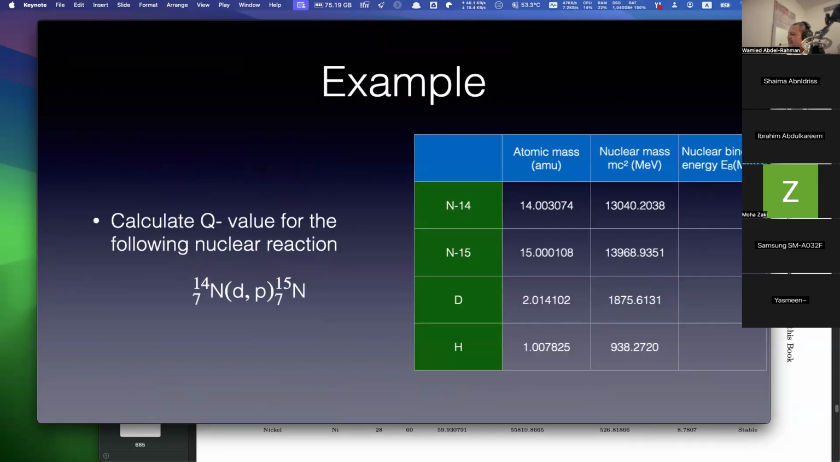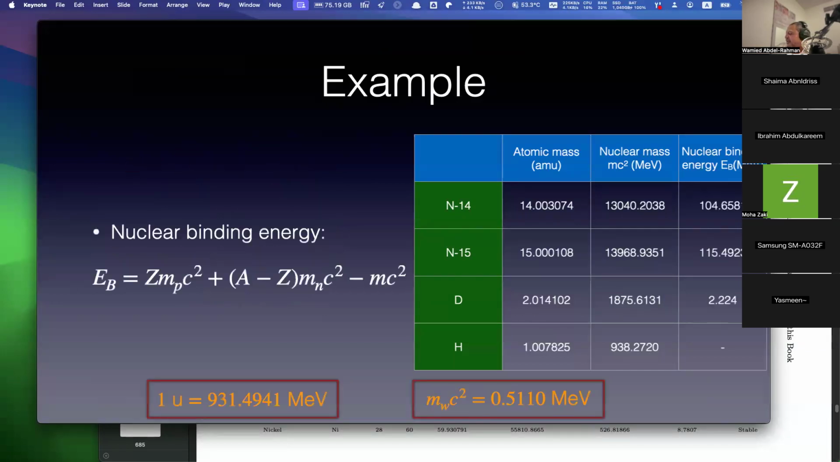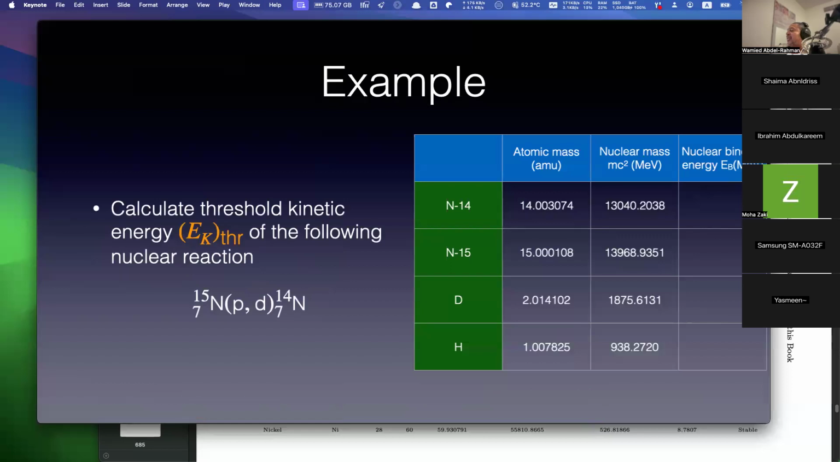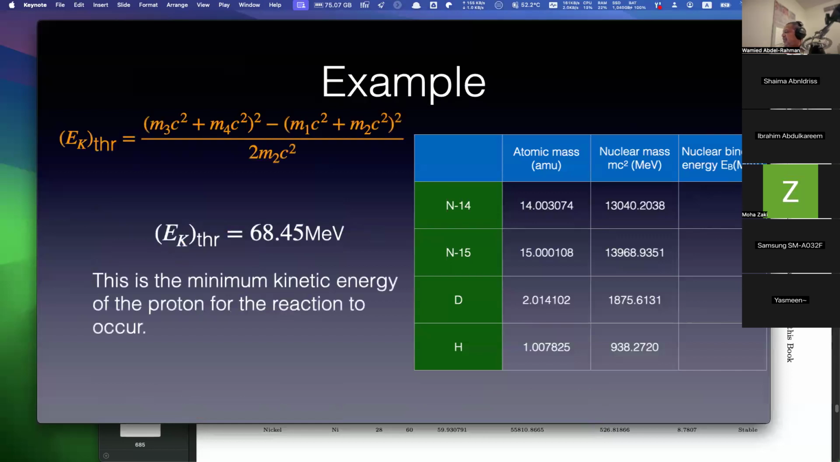So here, this Q value is positive. For the reverse reaction the Q value is negative, so there has to be a threshold energy. We plug in this data, and we get that the kinetic energy of this proton has to be at least 68 MeV in order for this reaction to occur. So this is the minimum kinetic energy of the proton for the reaction to occur.